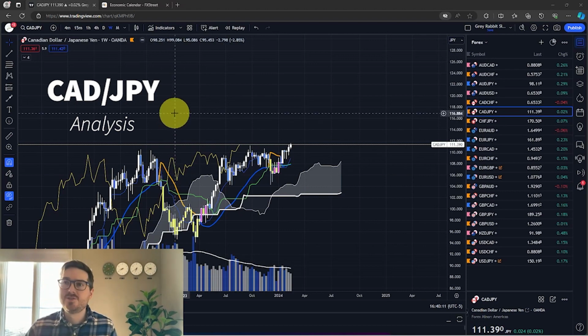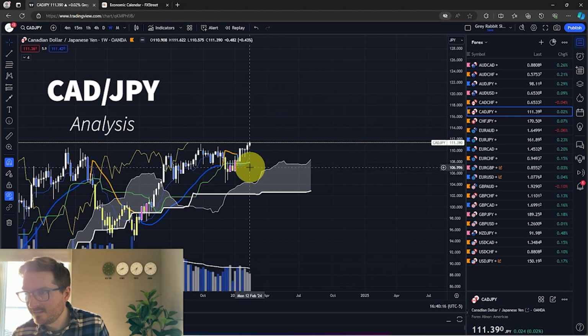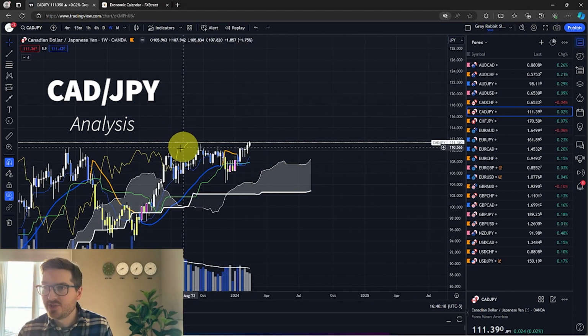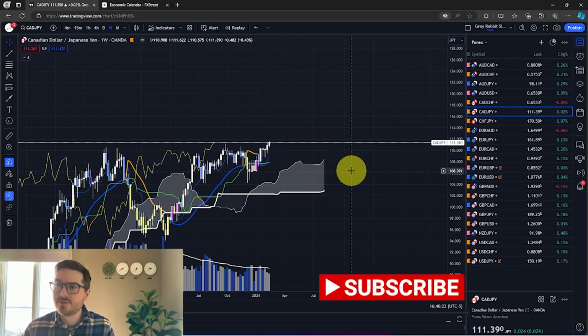Okay guys, CAD/Japanese yen on the weekly. Overall, this is bullish. We've got a gold cross, we've got the Chikou span above the candles, and we have price above the Kumo cloud. We've got a nice bullish structure here.